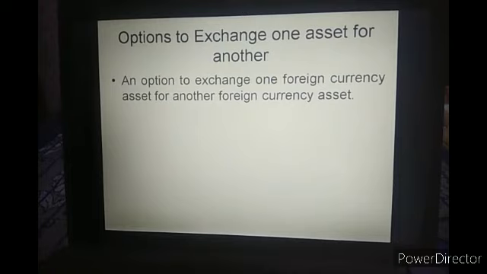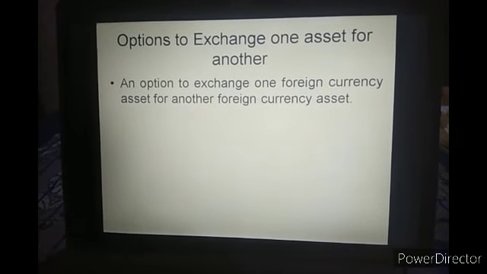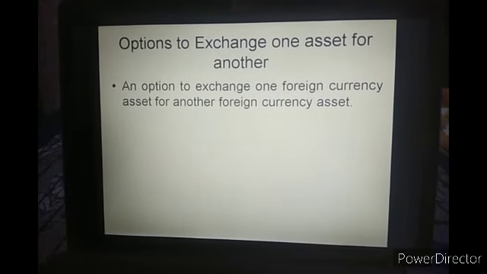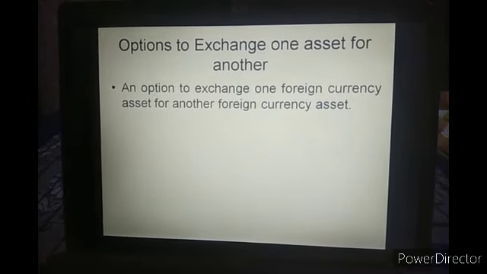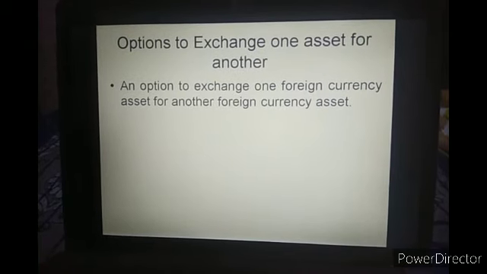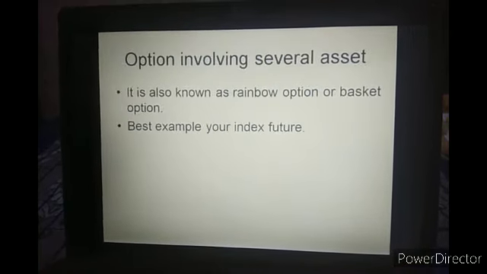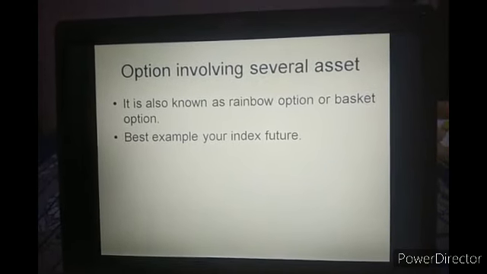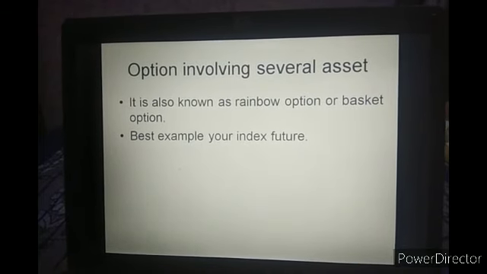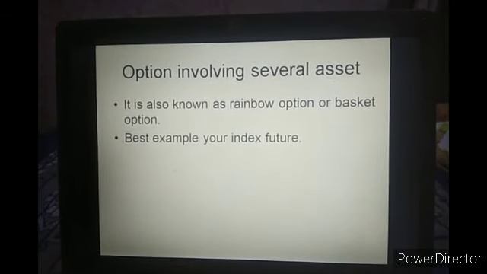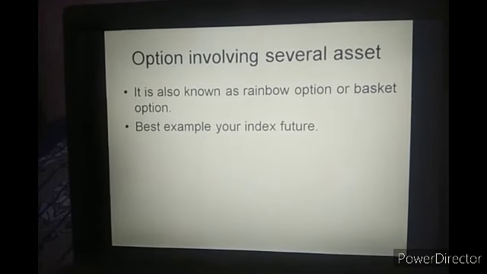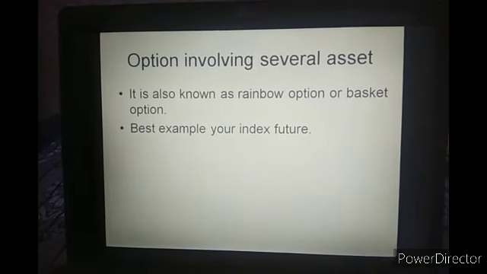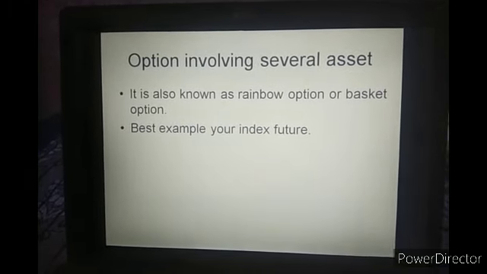And this is the second last, that is the option to exchange one asset for another. So it is a kind of barter system where you decide the rate. At that rate you exchange a foreign currency, one currency with another currency. And the option involving several assets. So this is a kind of basket option. It is also known as a rainbow option. So the base example is our index future. So suppose Nifty 50. In Nifty 50 we know that it is a combination of 50 stocks. So that is why it is known as a basket or rainbow option.